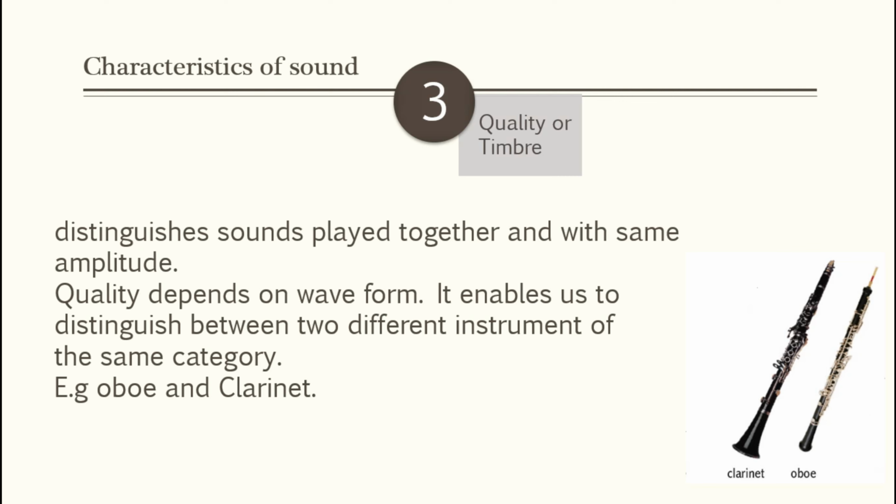For example, the oboe and clarinet, as shown in the figure. Both are mostly made of wood, and both are in the shape of a tube, and in both the air is blown, but still you can distinguish between them. That is, you can distinguish between the sounds produced by each of these musical instruments. This is because of the quality of sound. Let's hear the sounds produced by both of them.